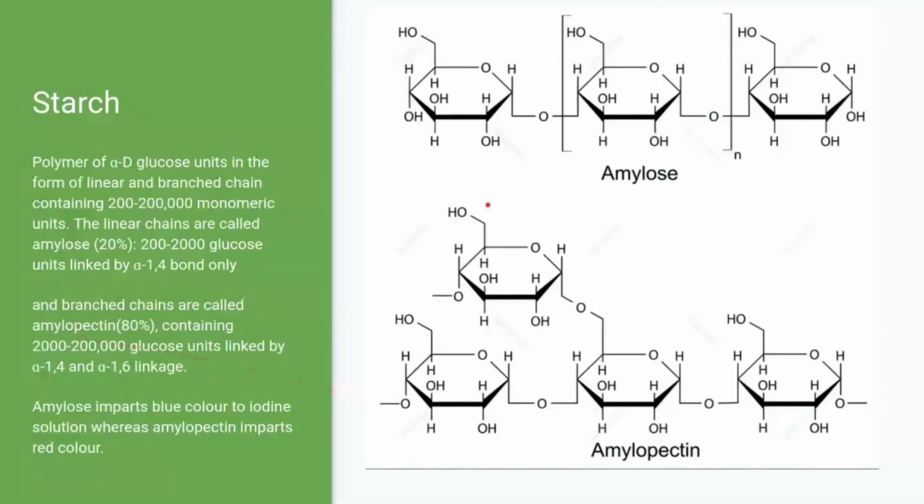If you didn't know, when we test iodine for starch, if we add iodine and then we see blue color, that blue color is due to the amylose. The amylose traps the iodine molecules and becomes blue. While amylopectin traps some more iodine molecules and then becomes red in color. So blue, red.